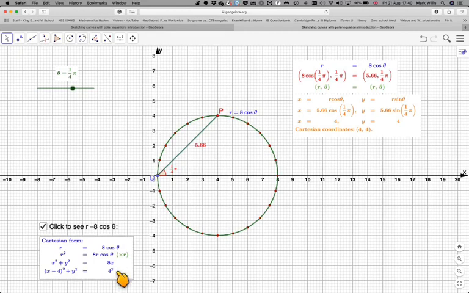So that should be 4 squared. So it's (x minus 4) squared plus y squared is equal to 4 squared. So there's the centre of the circle, and the radius is 4. This has been a video to show you how to draw a graph of a polar equation. I hope you've understood, and we will look at some other ones in some other videos.